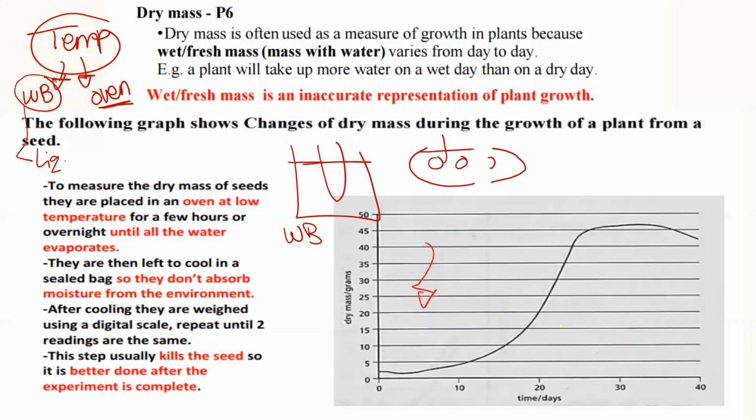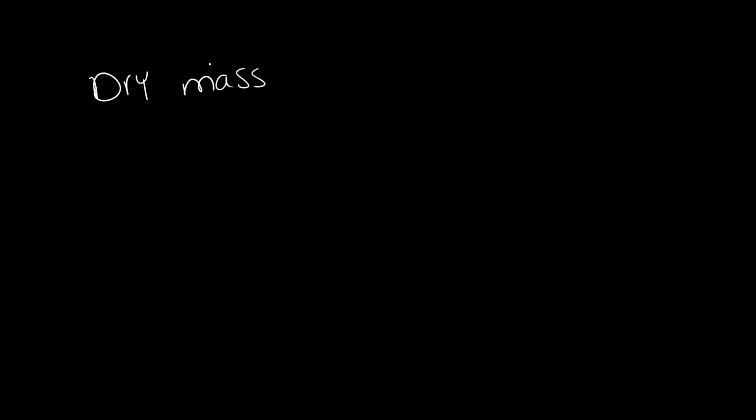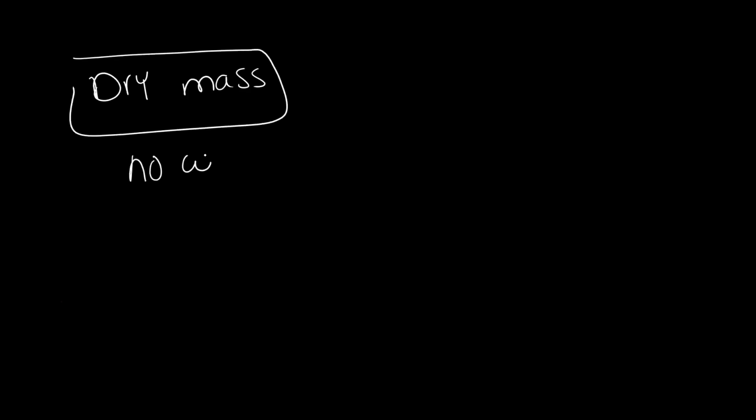Okay, going back to germination. Actually, this is a very important part because this always pops up in paper 6. And I want to focus on a term known as the dry mass. Can you guess what the dry mass is? Mass with no water. It's very easy. It's very clear. The dry mass is the mass of the organism with no water.